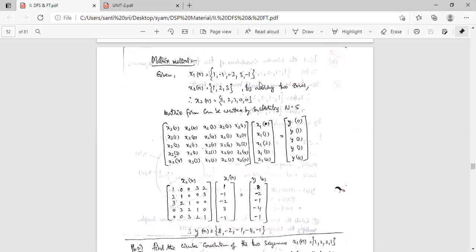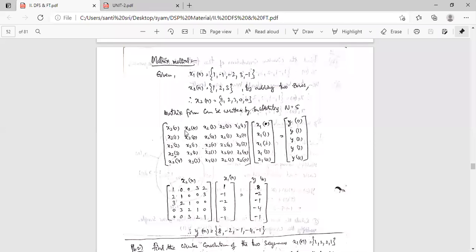What is x2 of n? 1 2 3 0 0. What is x1 of n? 1 minus 1 minus 2 3 minus 1. So x1 of n will be written as it is, that is 1 minus 1 minus 2 3 minus 1, and x2 of n will be written in this manner.